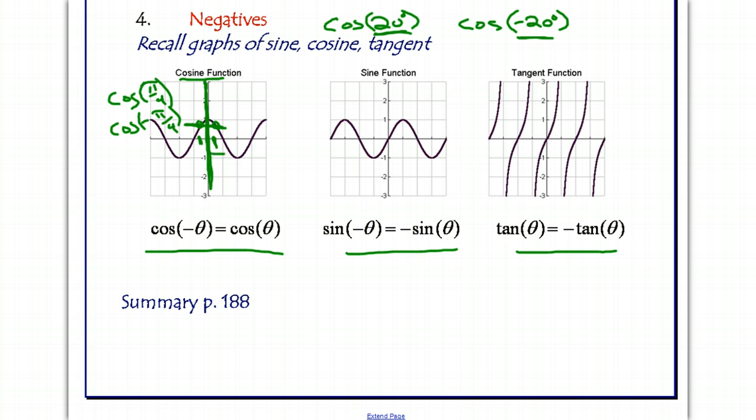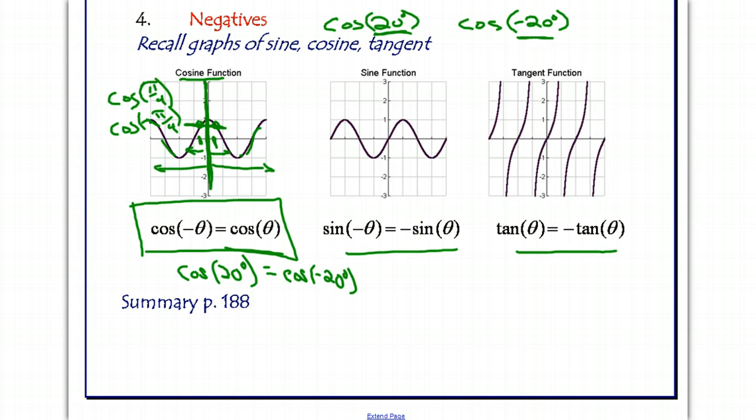And that symmetry continues everywhere. Come to the right, come to the left. Look, the graph is the same on both sides. So we get this identity: the cosine of negative theta is the same thing as the cosine of theta, meaning if you put a negative inside a cosine, it doesn't matter. So the cosine of 20 degrees, try it in your calculator, is the same as the cosine of negative 20 degrees.